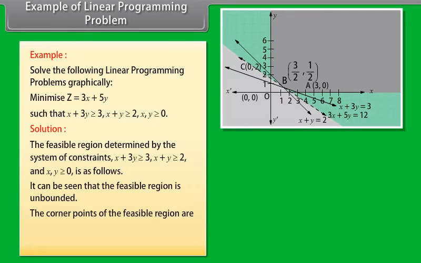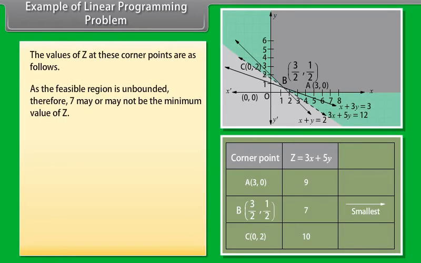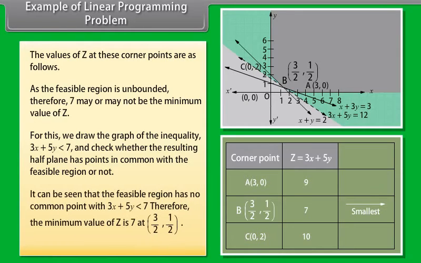The corner points of the feasible region are A(3,0), B(3/2, 1/2), and C(0,2). The values of z at these corner points are as follows. As the feasible region is unbounded, 7 may or may not be the minimum value of z. For this, we draw the graph of the inequality 3x + 5y < 7 and check whether the resulting half plane has points in common with the feasible region or not. It can be seen that the feasible region has no common point with 3x + 5y < 7. Therefore, the minimum value of z is 7 at (3/2, 1/2).